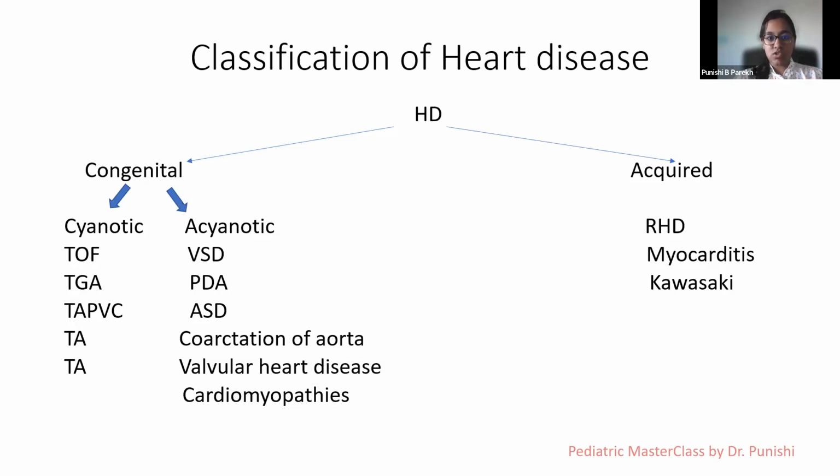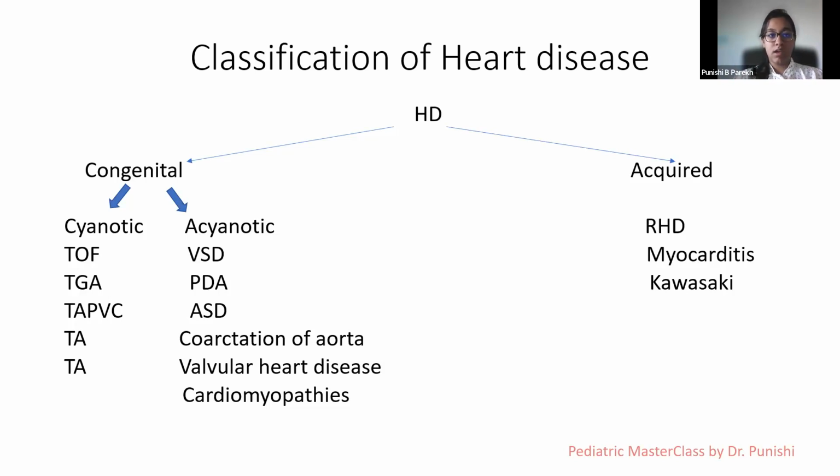So again, these are questions that can be asked in your Vivas: name some acyanotic congenital heart disease. If you name, say, ASD, VSD, PDA, they can ask you, do you know any other acyanotic ones? Then you should say coarctation, cardiomyopathies, because these are other common acyanotic CHDs that we see in pediatrics.